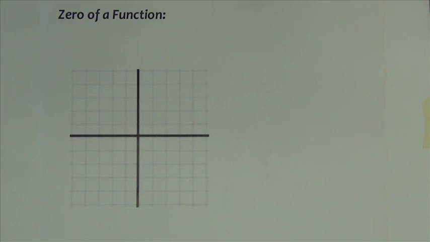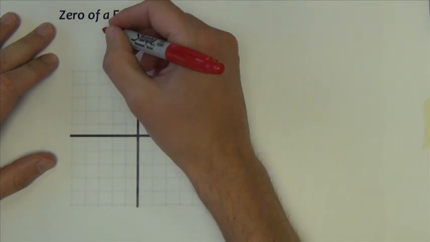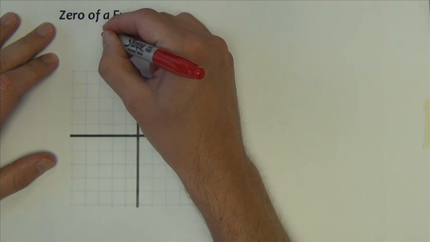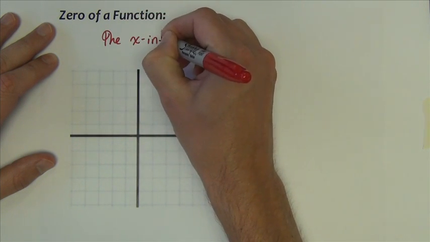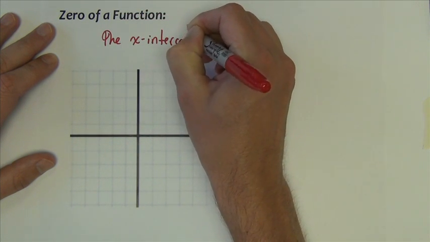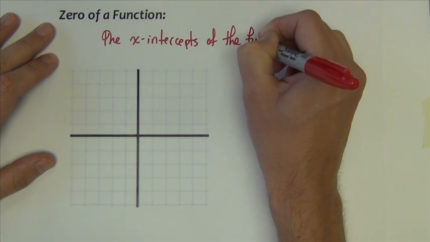Now we're going to transition back to graphs of quadratic functions. Often when we're graphing functions, any functions, not just quadratics, we're interested in finding the zeros of a function. The zeros of a function are simply the x-intercepts of the function.